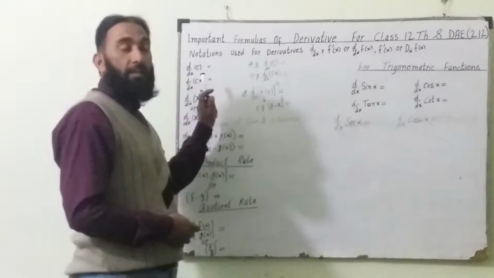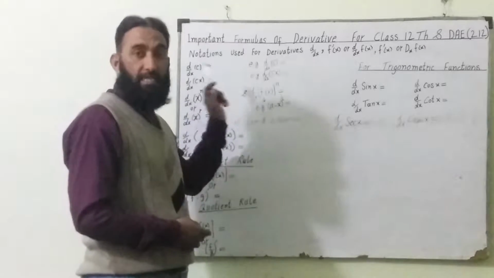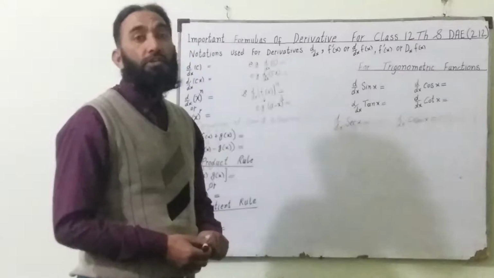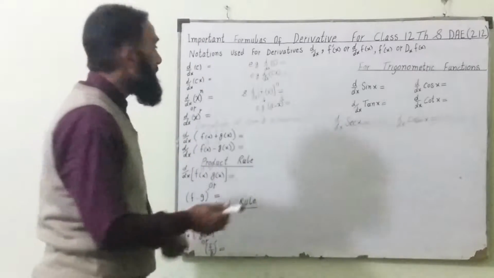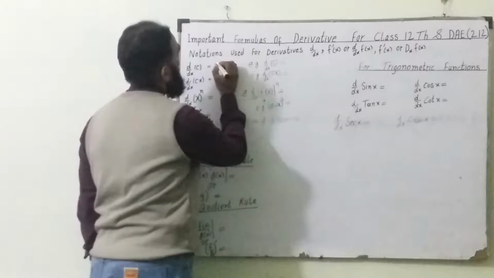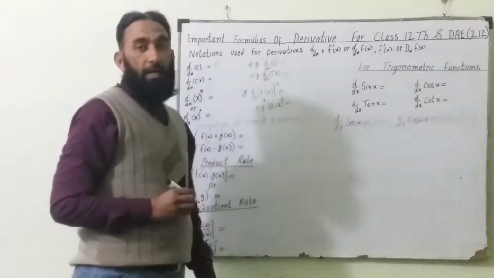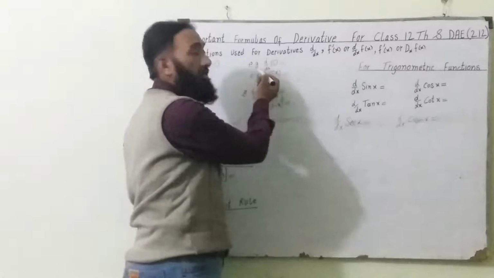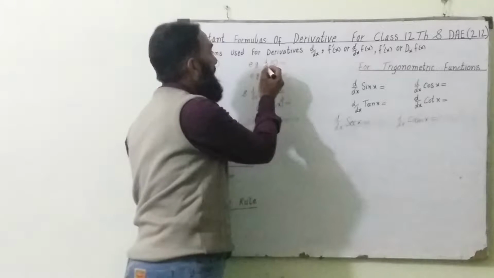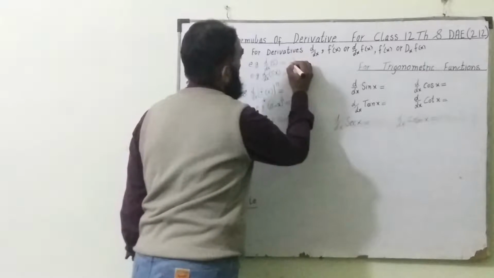In the third line, we are finding the formulas for this derivative. Here is written d by dx of c. C stands for constant term, and the derivative of the constant term is always 0. Here we write 0, and after this you can see I have written this example. E.g. stands for example, the derivative of 5 is always 0.